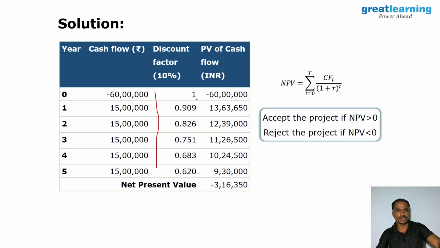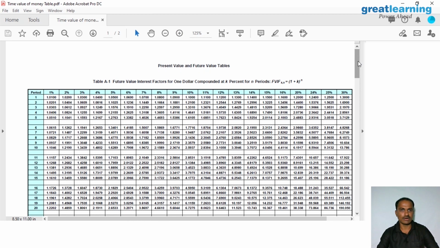I'll show you this. So this is the table. This is called the time value of money table, the present value and future value table. Since we are discounting, remember this, there are two concepts: compounding and discounting. In discounting, we convert the future value of cash flows into present value. In compounding, we convert the present value of cash flows into future values.